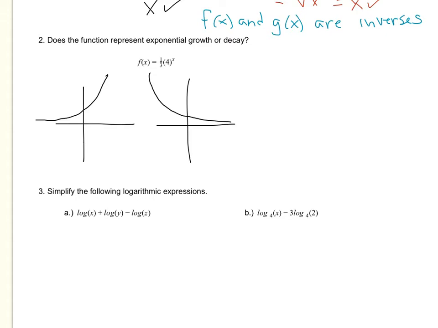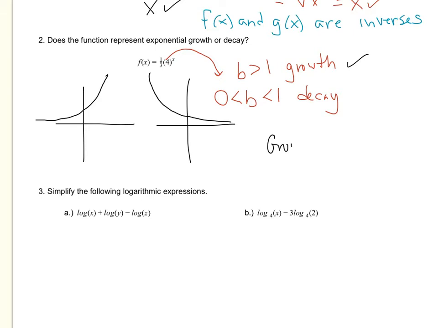But really, you can figure out whether it's growth or decay by this number right here. We call it the base. If that base is greater than 1, then it is growth. If that base is less than 1, but of course still bigger than 0, then we have decay. So since the 4 is definitely bigger than 1, we have growth. And it should make sense because you're taking 4 to higher and higher power, so that would get larger and larger and larger.